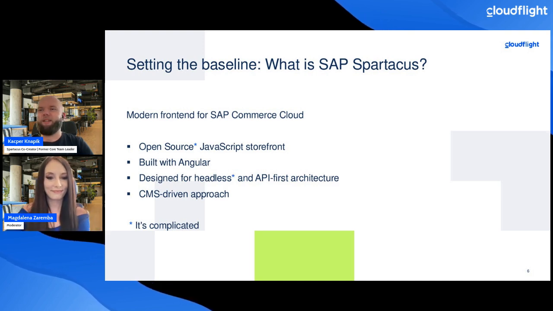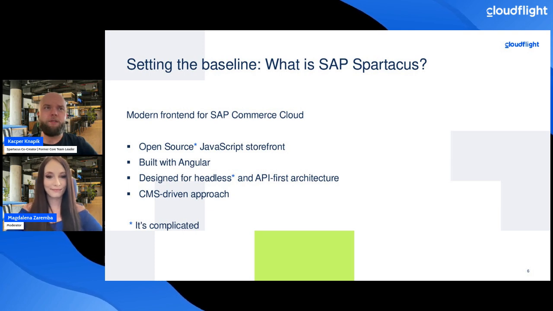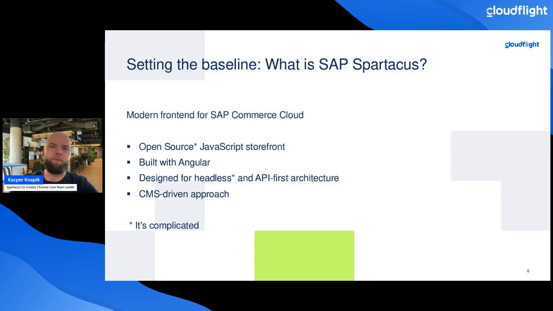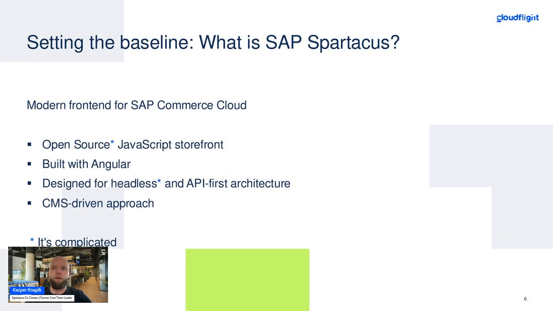Thank you. So to begin with, let's talk about what Spartacus is exactly. As Magda has mentioned, I've been a part of the Spartacus team from very early days, and Spartacus is a front end for SAP Commerce Cloud. It is an open source JavaScript storefront, and there is a small star next to it.